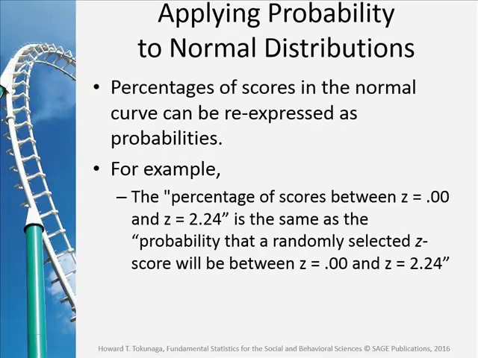We can do this the same way with probabilities and z-scores. Because remember, a z-score is just converting your raw score to a standardized unit. So when we ask what percentage of scores is between 0 and 2.24, that's saying the same thing as if we were to randomly select a z, what's the probability that it's between 0 and 2.24?